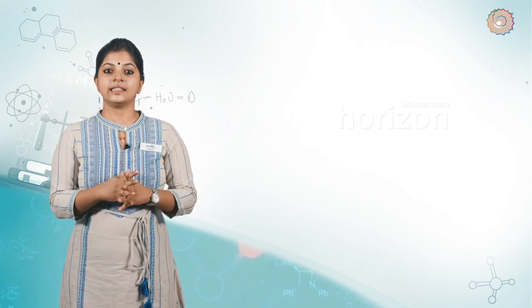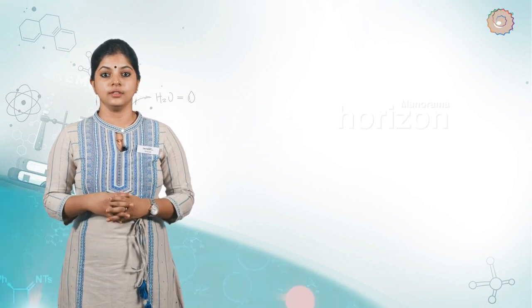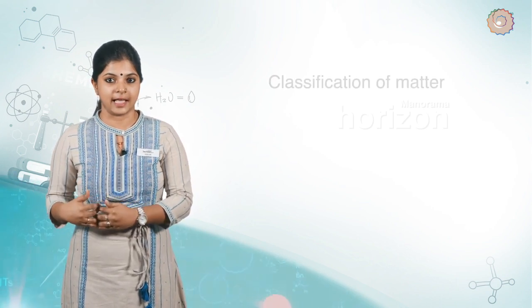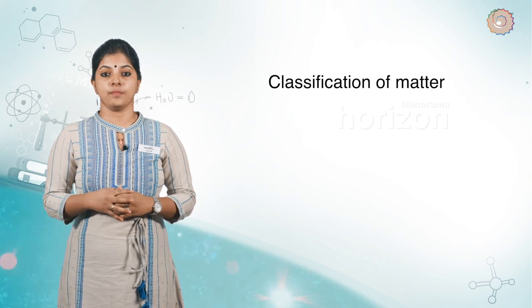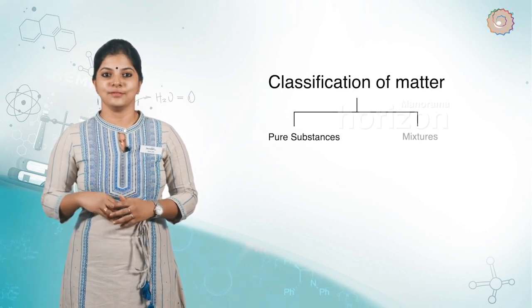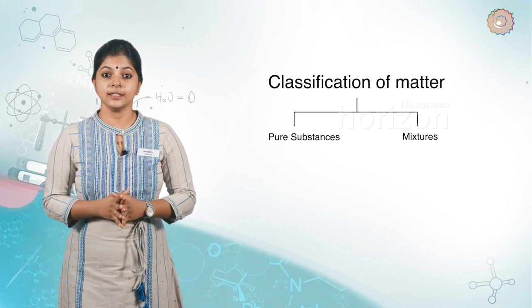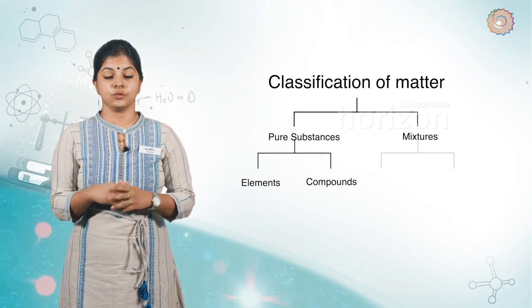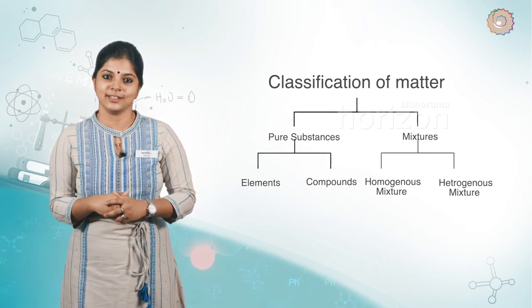As we look around, we can see that most of the matter around us exists as mixtures of two or more pure components. For example, seawater, minerals, soil, etc. are all mixtures. So, on the basis of physical state, matter is classified into three main types. They are the solids, liquids and gases. Whereas on the basis of chemical composition, matter is classified into two main types. They are pure substances and mixtures. Pure substances are of two types again. They are elements and compounds, whereas mixtures are of two types, which are homogeneous and heterogeneous mixtures.